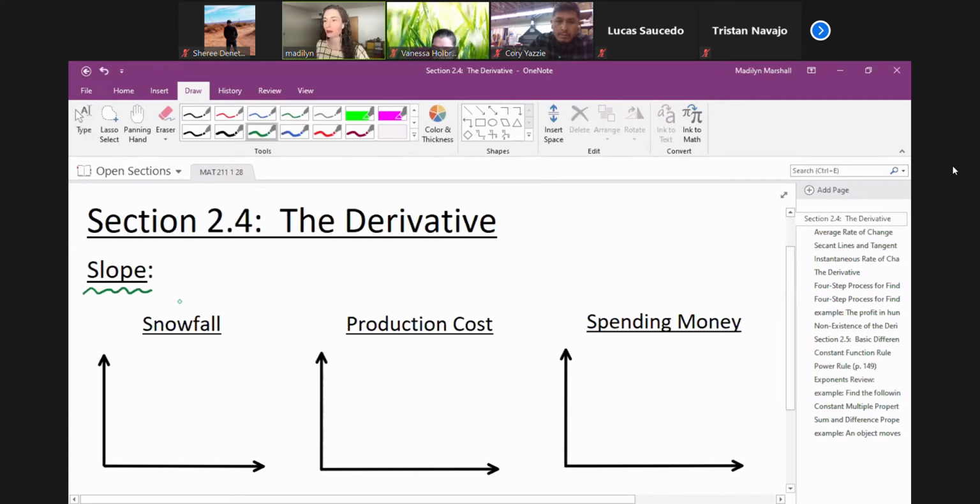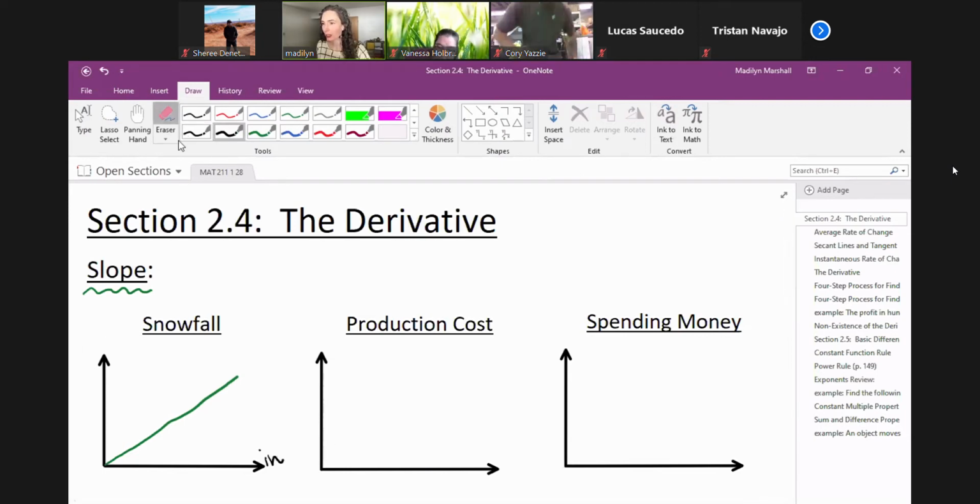I know you all know about slope, but I just wanted to talk about what slope is representing in application situations. We all know y equals mx plus b. For example, if we have a line that is representing snowfall, these are not going to be super accurate pictures, but we might be able to graph the number of inches that accumulate over so many hours.